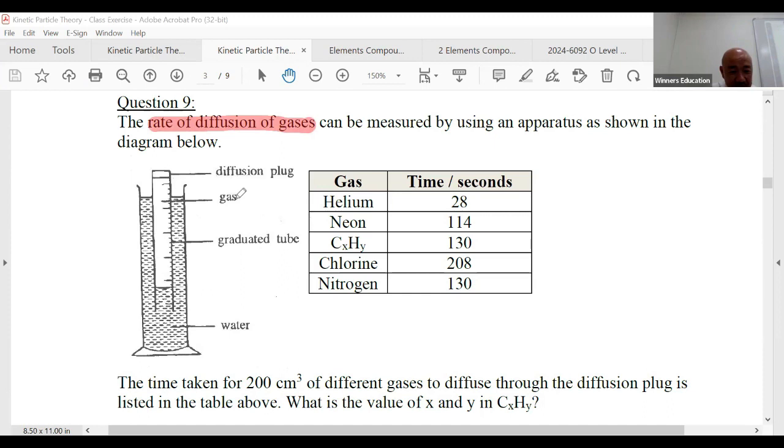So they say there is a gas over here, all right? And then they say these are all the different gases they play with, right? Helium, neon, chlorine, nitrogen. And this is the time taken, if you use a stopwatch and measure, for it to diffuse across. How it works, I also don't care. Make sense? All right. So, go on here.